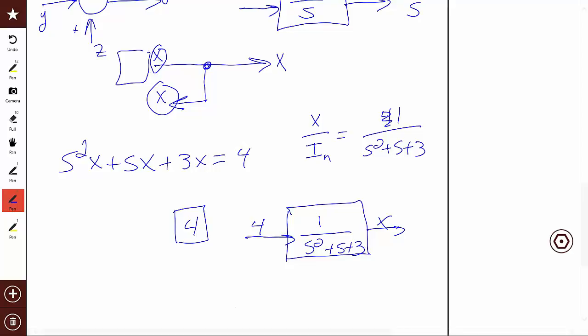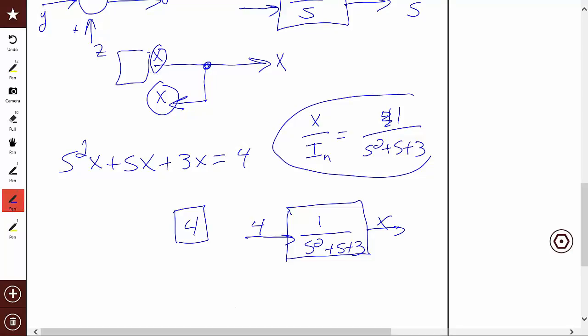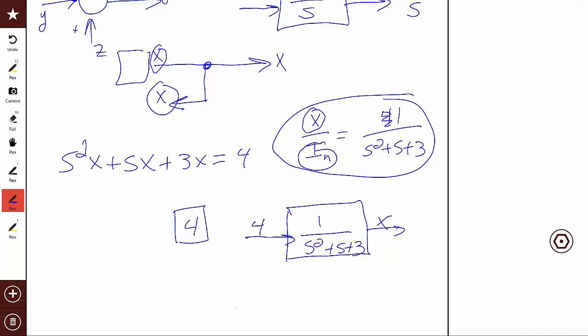Can you see that or no? Right? So what you have is this guy right here, the transfer function. What's the output? The output of the transfer function is X. That's what comes out of the box. What goes into the box? That thing right there, which was the 4. Could you also write it like this?